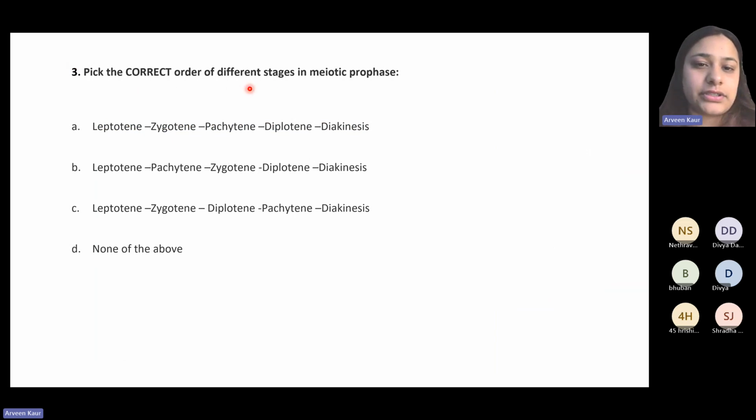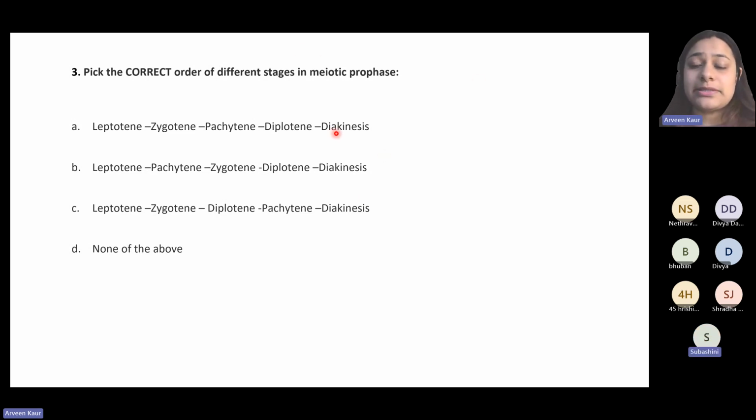Pick the correct order of different stages in meiotic prophase. Right. So the prophase that we talked about, we just talked about it as prophase one, going to metaphase one, then anaphase one, telophase one, cytokinesis, right? But among themselves, the meiotic prophase itself is divided into multiple subphases, right? So these are the names of those subphases. We have to pick the correct order of their existence, right? So chronologically, which phase comes before which other phase, right?